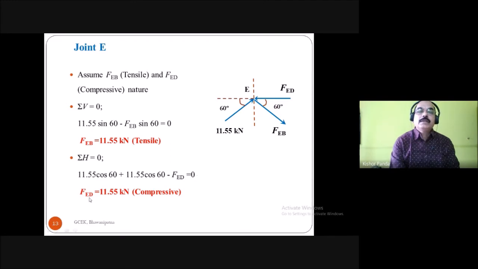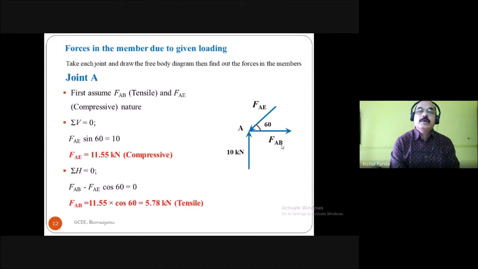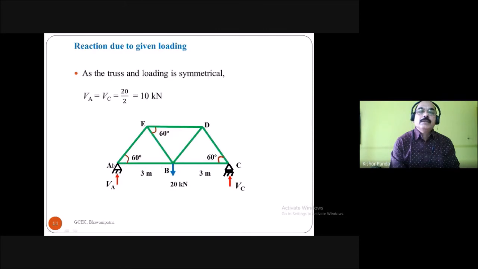Then you find out the value of FED. The value of FED is equal to 11.55 kilonewton, and you got here the positive value. So the assumed direction is okay. So the nature of this force is compressive. So here you got the force in the members AB, AE, ED, and EB. So you got this force, and what is the value of the force in member AE? So the CD is also the same value.